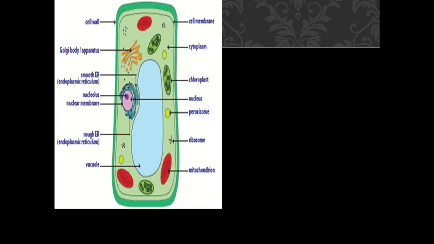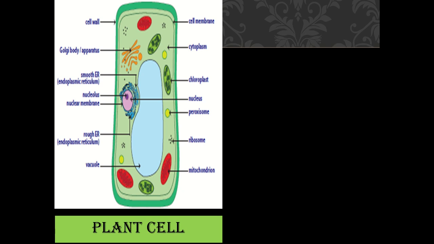Now, can you see any difference between this cell and the animal cell? If you observe closely, you will see that it has an extra covering outside the plasma membrane, and this covering is called a cell wall. So, which cell is this? Can you guess? Yes, this is a plant cell. So, plant cells have a cell wall which is absent in animal cells.